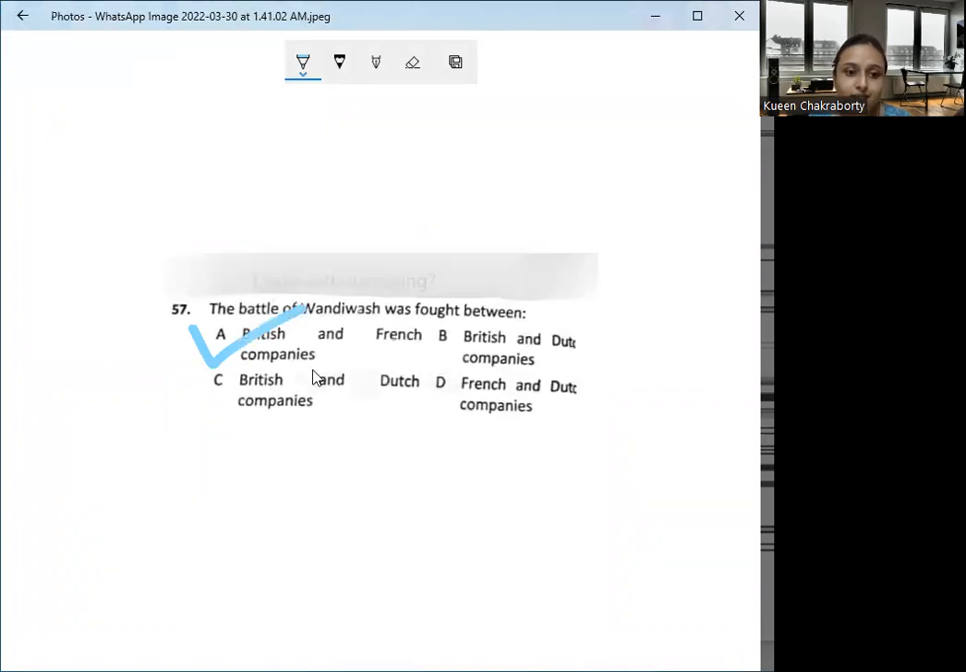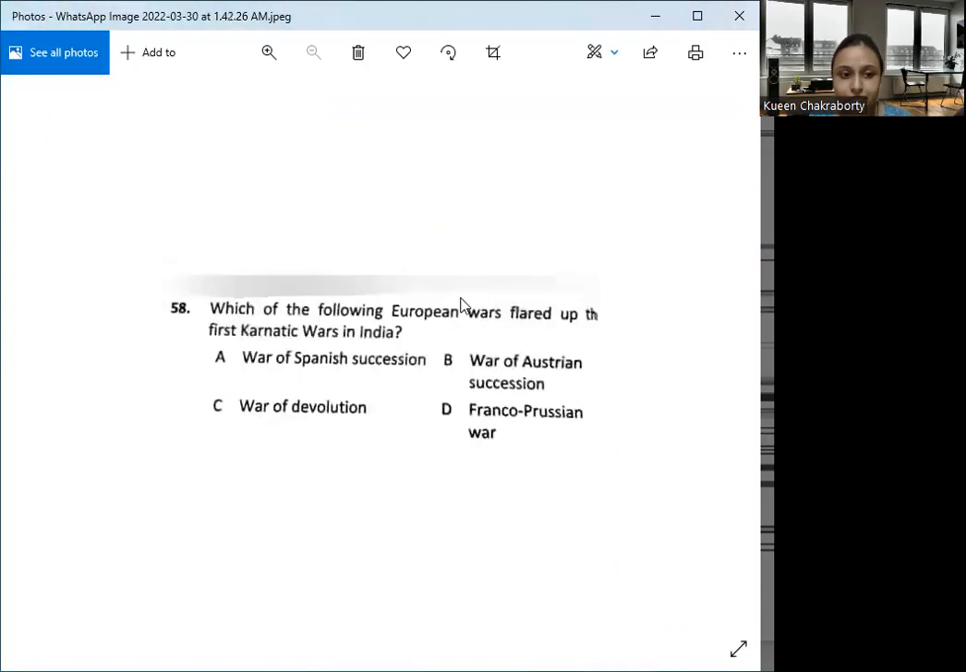Moving on to the next question, question number 58. Which of the following European wars flared up the first Carnatic War in India? War of Spanish Succession, War of Austrian Succession, War of Devolution, and option D, Franco-Prussian War. So it's definitely the War of Austrian Succession.